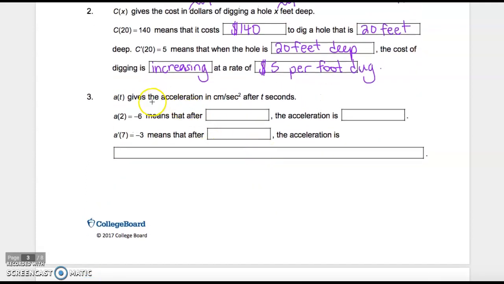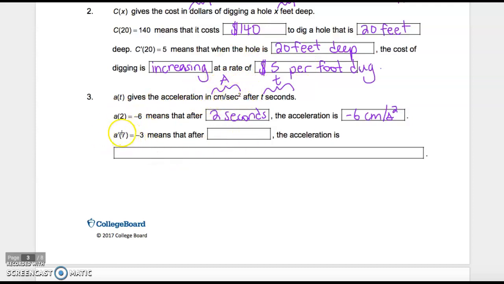All right, in this one they say A of t gives the acceleration in centimeters per second squared after t seconds. So our function is actually already in centimeters per second squared, so watch out for that. And then t is in seconds. So A of 2 equals negative 6 means that after 2 seconds, the acceleration is negative 6 centimeters per second squared, because we're using just regular A. There's no derivative or anything like that. So regular A is measured using these units.